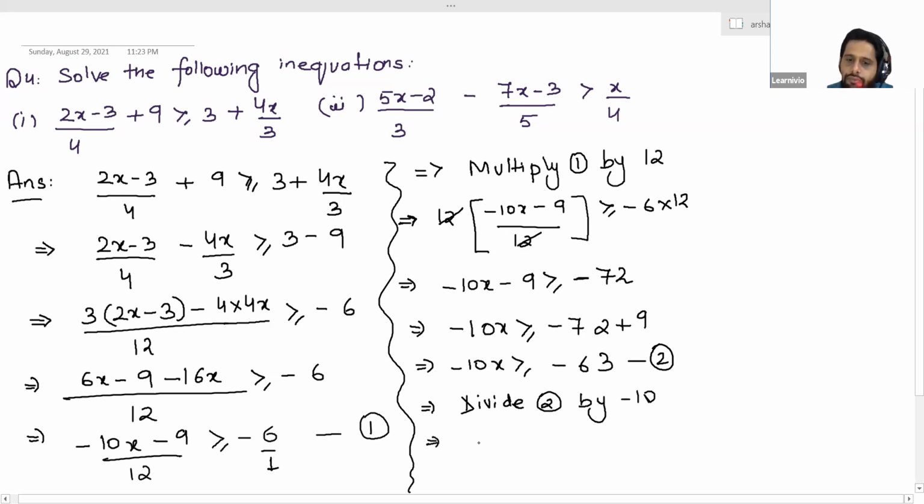So this will give you minus 10x by minus 10, and minus 63 by minus 10. So Rishan, can you tell me the sign of inequality will change or not? Yes, sir. It will change because we are dividing this with a negative number. So change this sign. So we get x less than equal to 63 by 10. This is clear, Rishan? Yes, sir.